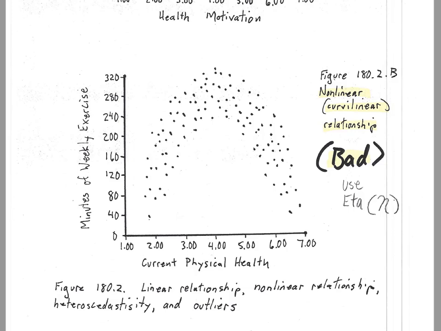Nonlinear relationship, also called curvilinear relationship. Still on page 13, in the bottom half of the page, we have this nonlinear relationship. Notice I've changed variables. This is all totally fictitious, but I think semi-reasonable. What if we looked at the relationship between current physical health and minutes of weekly exercise? Might we see a curvilinear relationship between those two variables? Maybe it goes like this.